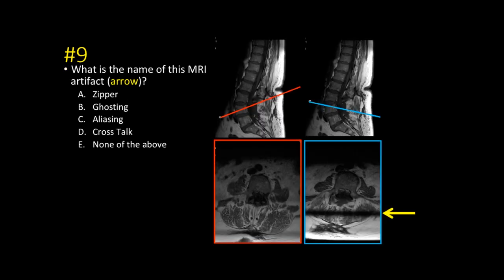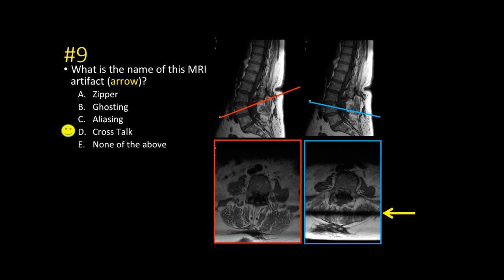All the fat in the scalp is dark, and the fatty component of the dermoid is now dark. All right, moving on. Number 9. What is the name of this MRI artifact depicted by the arrow? And you can see that the axial slices, where they are in the sagittal images of the red and blue planes, if you were to superimpose those, they would overlap and result in the signal void.